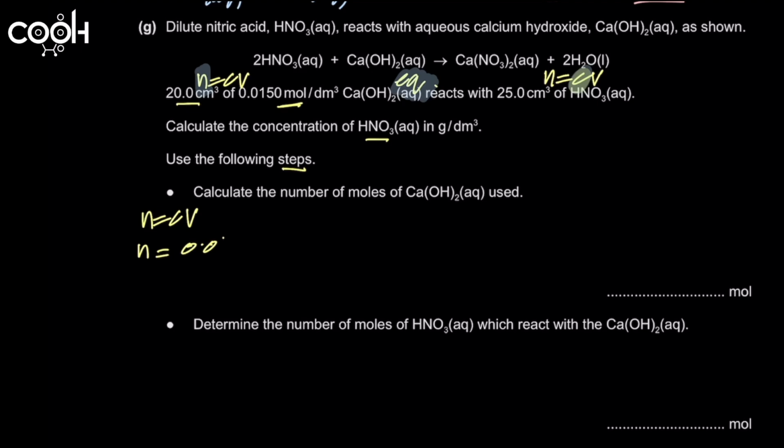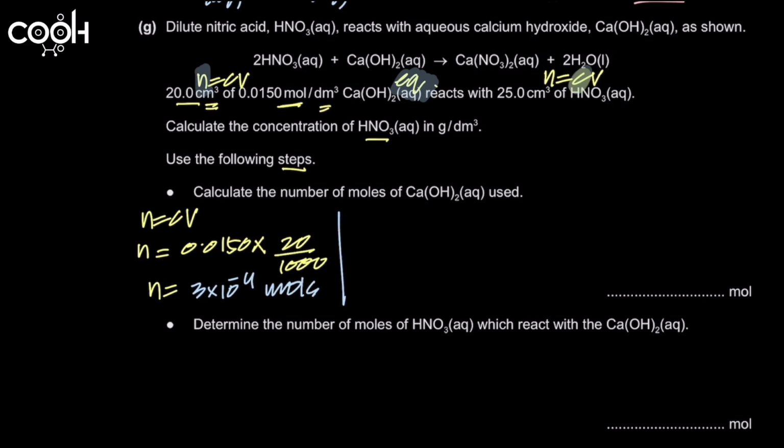Concentration is 0.0150, and you have the volume, which is 20 cm³. Remember, these two should always be the same unit. So if this is dm³, this should also be dm³. So what am I going to do? I'm going to divide 20 by 1,000. That gives me 0.02. So n is equal to, what does that give me? n equals 3 × 10^-4 moles.